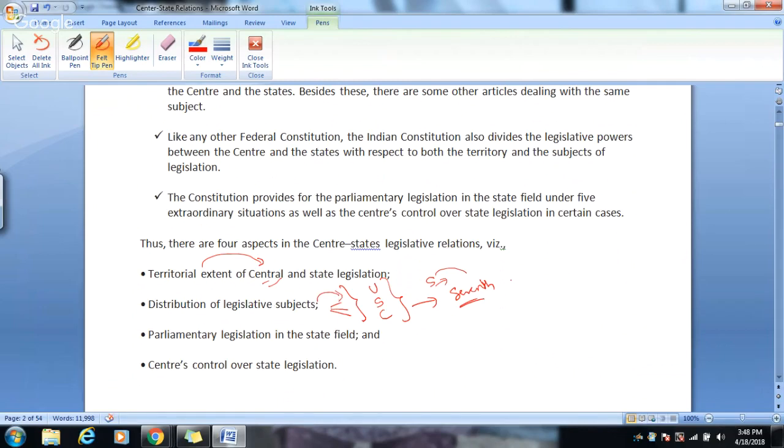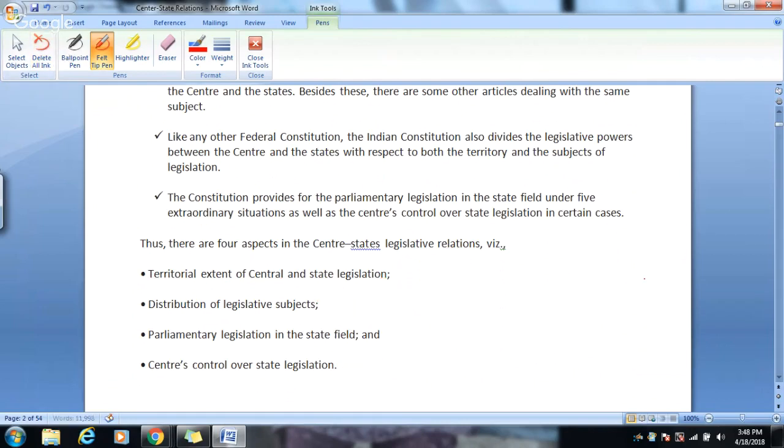Then, parliamentary legislation in the state field. We have seen already five extraordinary situations, so in five situations this will happen. Then the Centre's control over state legislation, that also we will be seeing, in what cases and in what ways the Centre will control the state legislation.